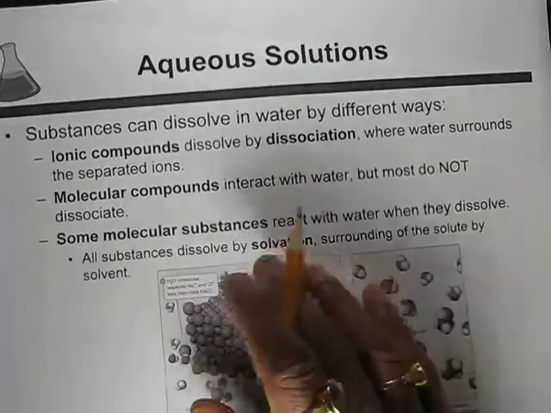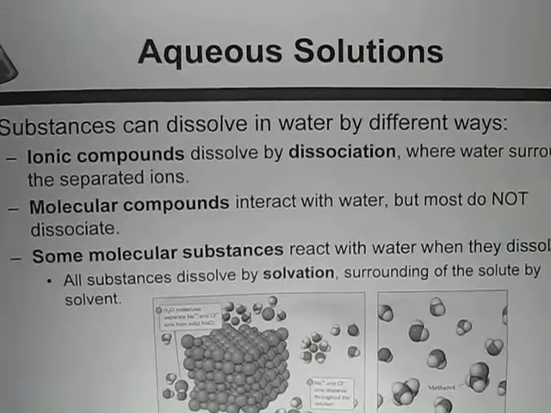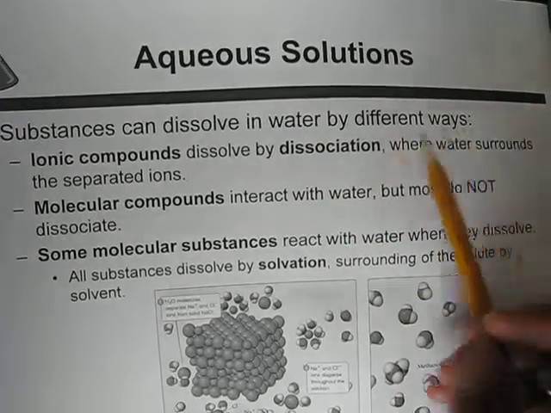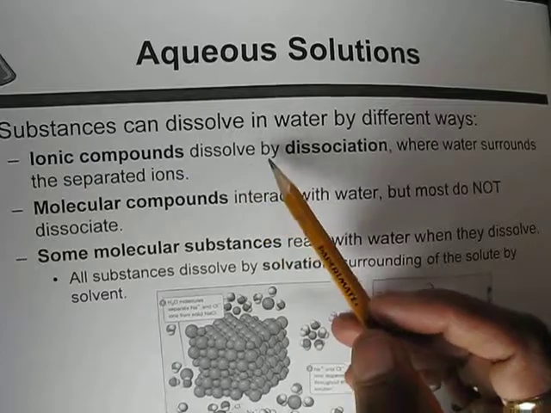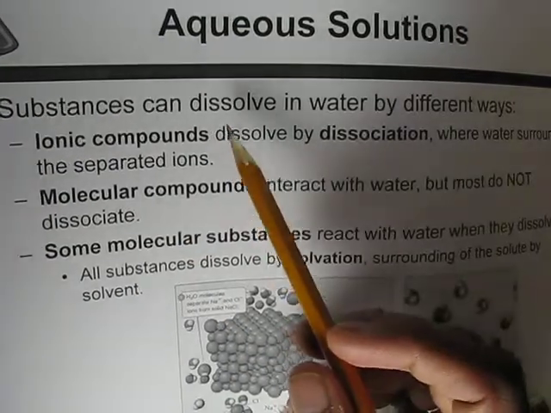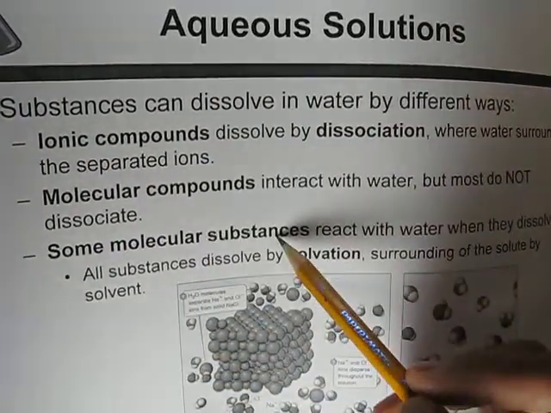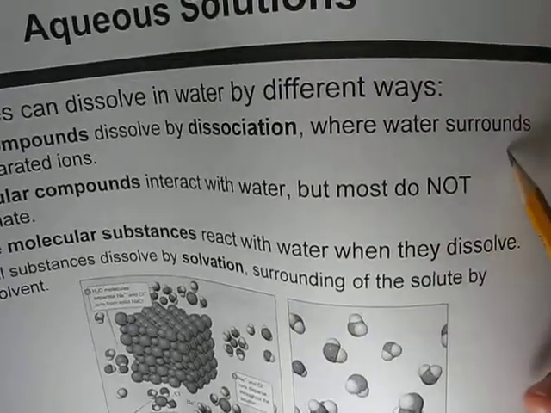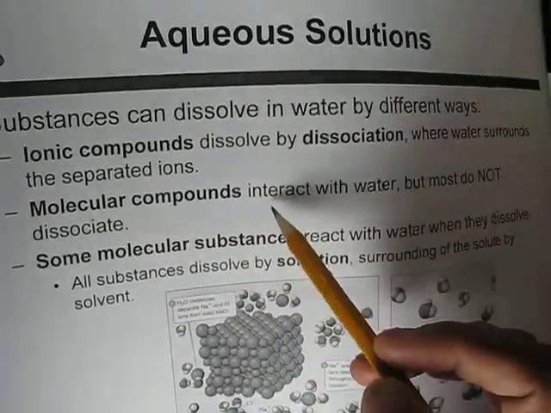Let's talk more about the aqueous solution. Substances can dissolve in water in different ways. Whenever we make an aqueous solution, the solute dissolves in the solvent in different ways. Remember, solute will be a small quantity like sodium chloride, and solvent will be in larger quantity like water. There are 3 different ways we can make an aqueous solution: ionic compounds, molecular compounds, and some molecular substances. Ionic compounds dissolve by dissociation, where water surrounds and separates the ions. What is the meaning? We will see in the figure.